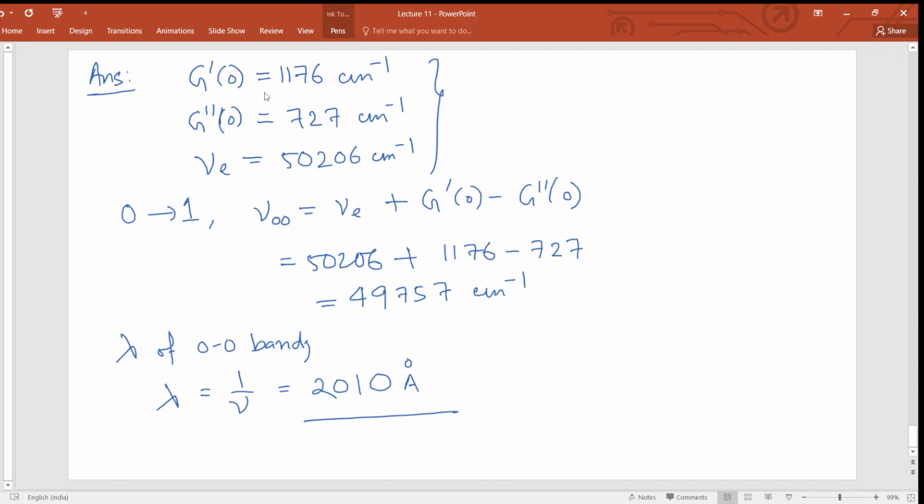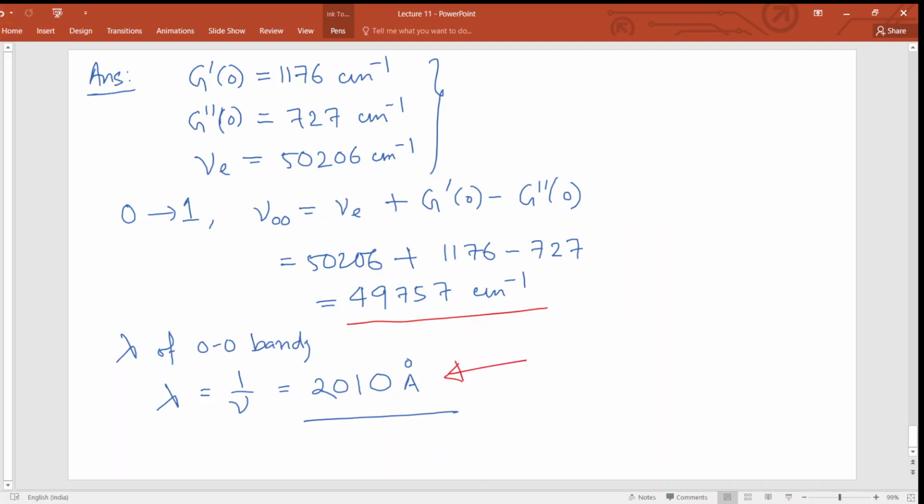So you have to use that formula. You can see that G prime is 1176 centimeter inverse, G double prime is 727, nu e is given, and all you have to do is plug in these numbers, and then you get this value of nu, basically 0 to 0. That is 49,757 centimeter inverse, and your lambda will be the inverse of that. So this is the answer.